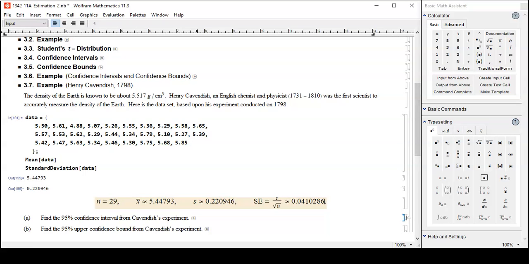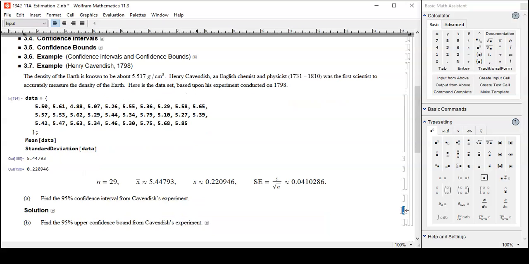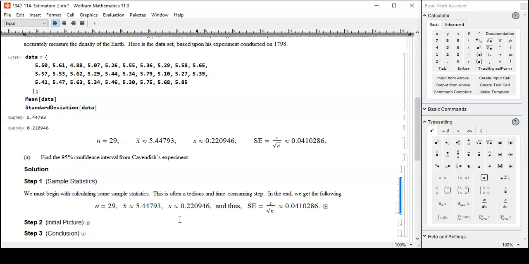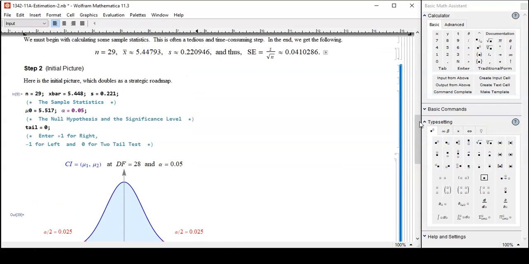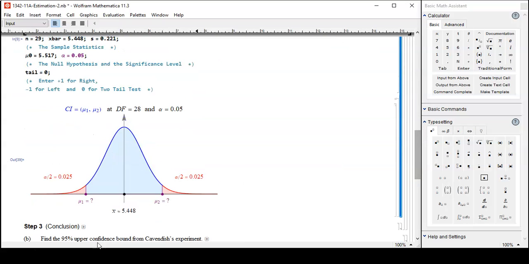First, the confidence interval. We want the middle part, right? By the way, here are the sample statistics, the same computation we went through. And then the initial picture. Middle point, 5.448, yeah, that's the best point to estimate. Now I want the left-hand side endpoint and the right-hand side endpoint of this confidence interval. 95% in the middle, and we have 2.5% here and 2.5% there.